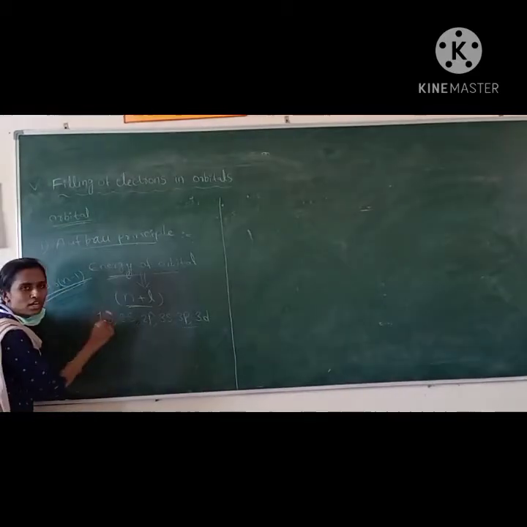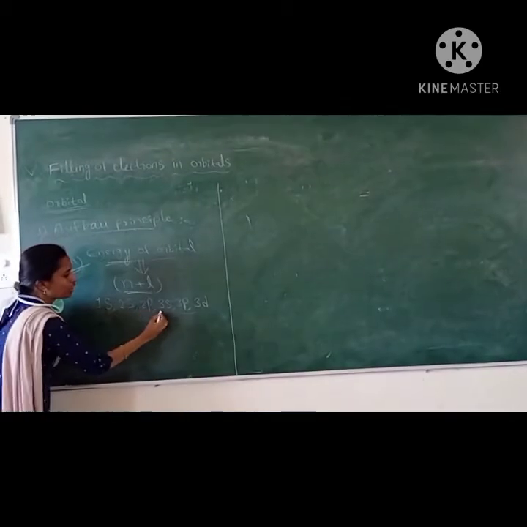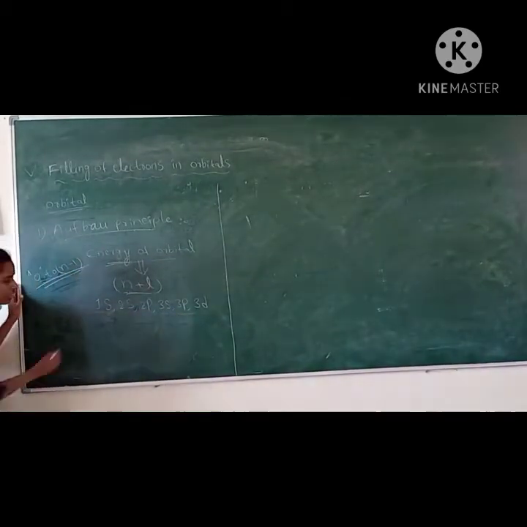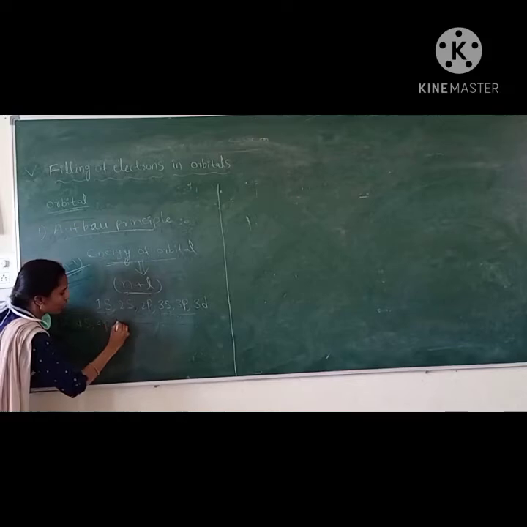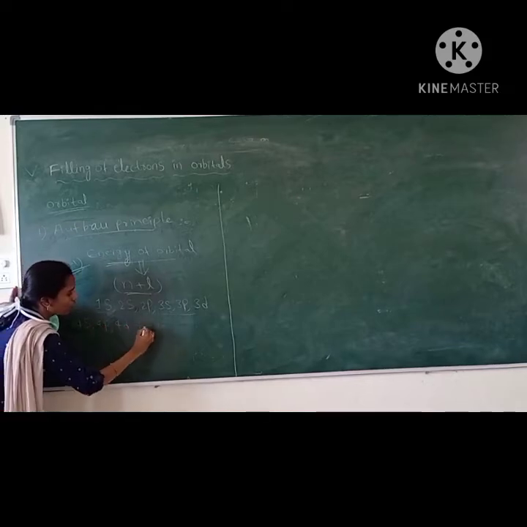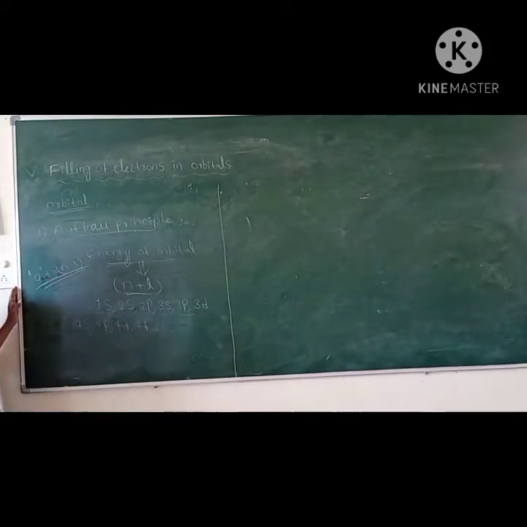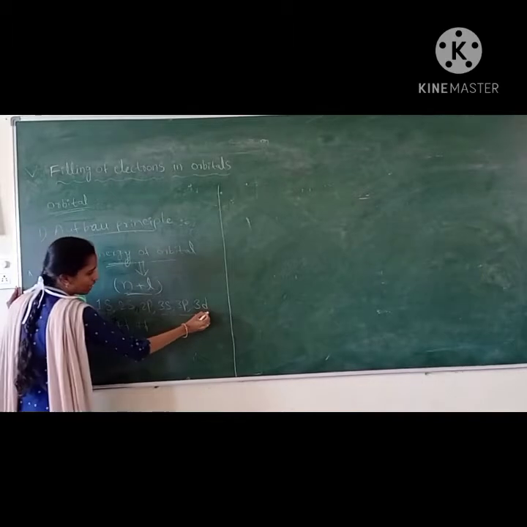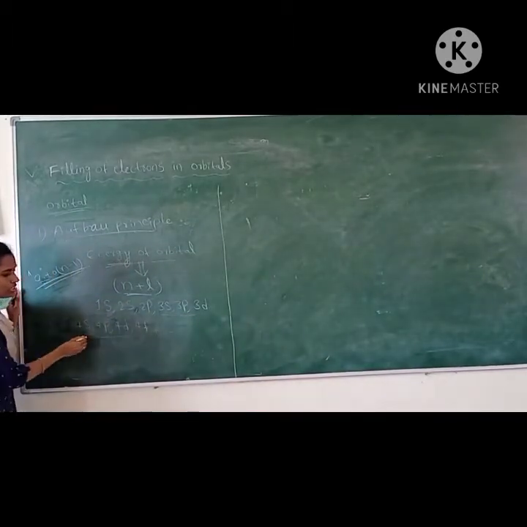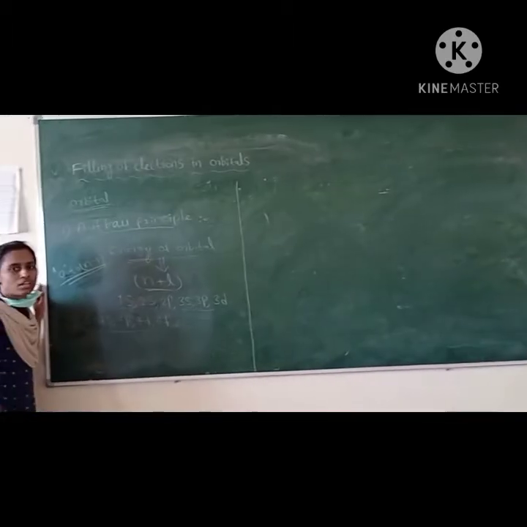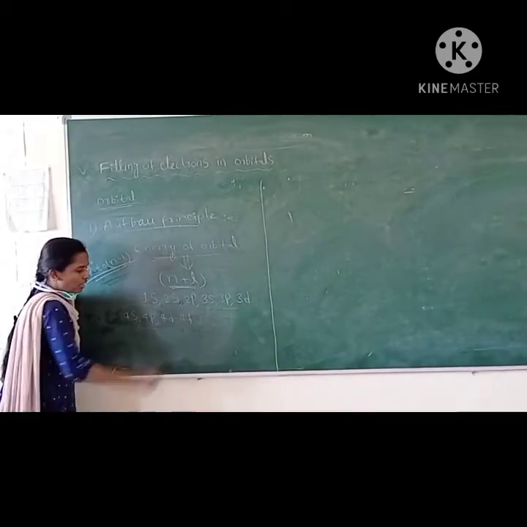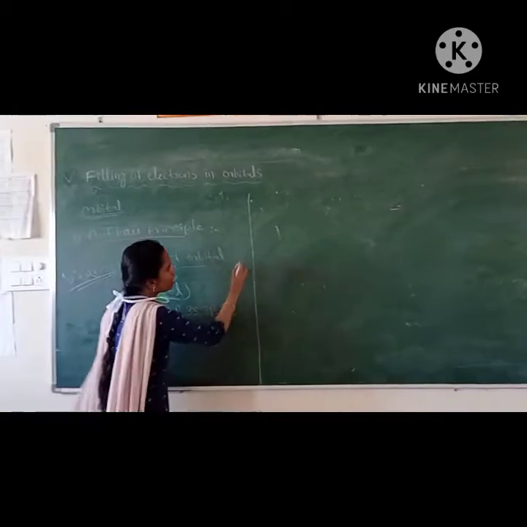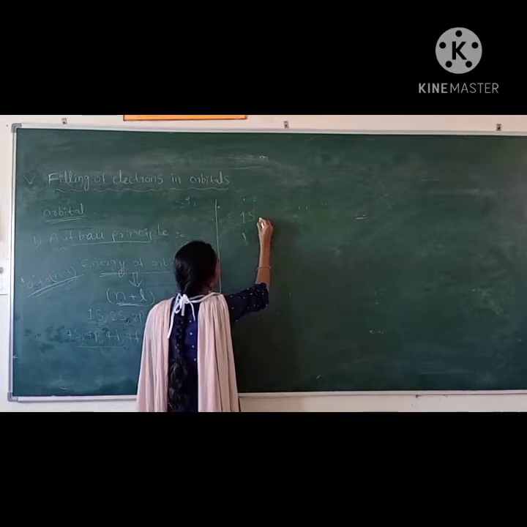So the first shell contains 1 subshell, the second shell contains 2 subshells, the third shell contains 3 subshells, and the fourth shell contains 4s, 4p, 4d and 4f. Like that. Suppose we arrange these orbitals in increasing order of energy by using n plus L values. So let us see how to calculate the n plus L value.